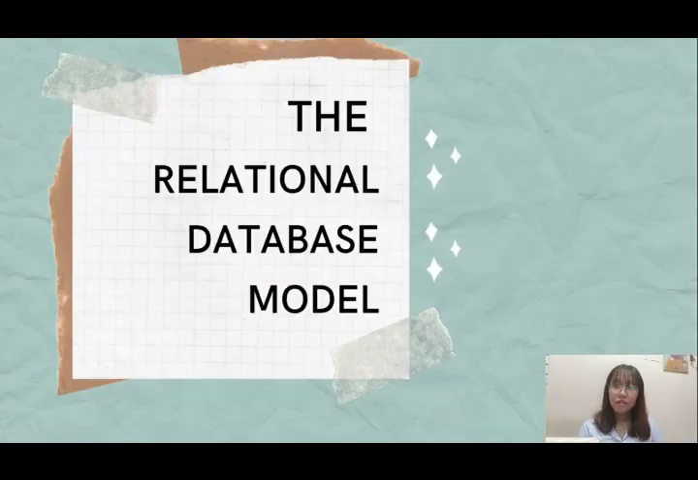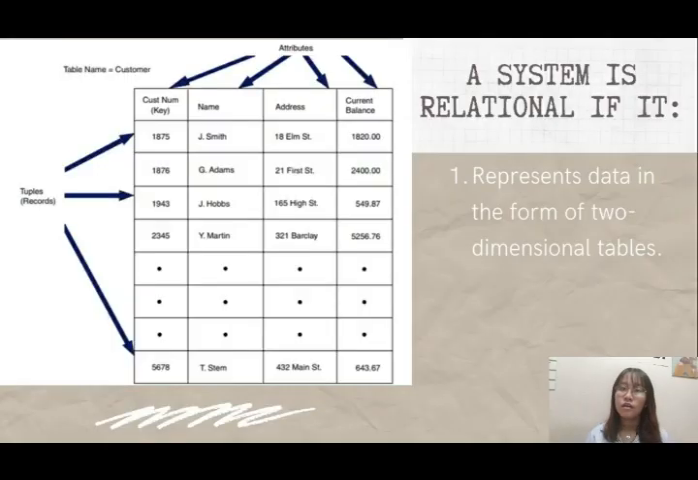The relational database model is based on a model originally proposed by E.F. Codd in the early 1960s. In his model, E.F. Codd outlined 12 rules that need to be met in a relational DBMS. As years passed, these 12 rules were either narrowed down or used as a basis to develop new criteria for DBMS. A system is said to be relational if, first, it represents data in the form of two-dimensional tables.